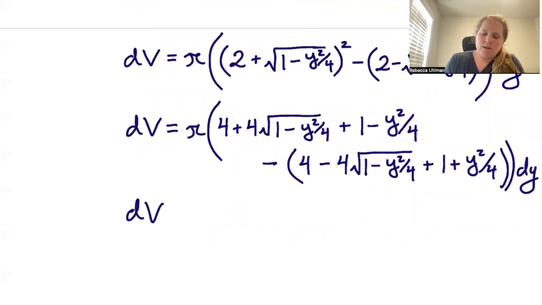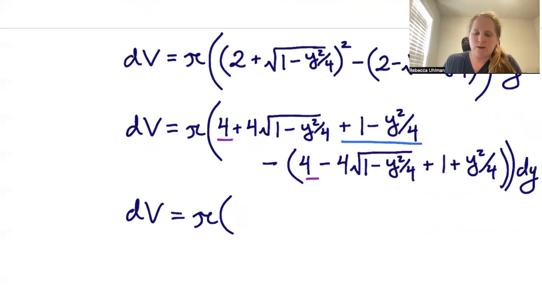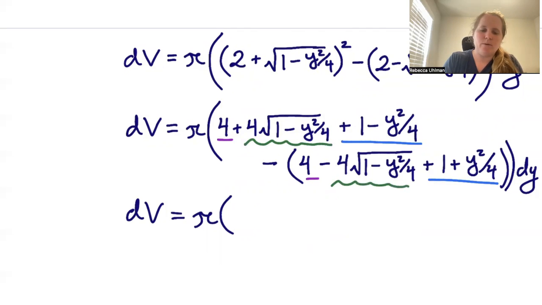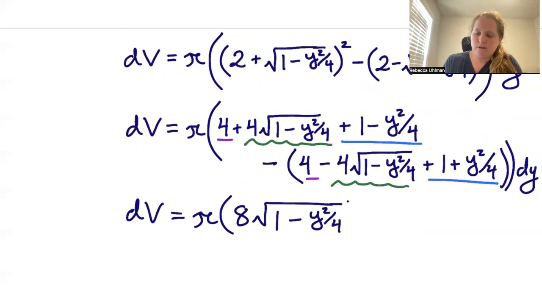Doing this subtraction, we have dV is equal to pi times. We have a 4 minus 4 cancel each other out. We have a plus 1 minus y squared over 4, then a minus 1 plus y squared over 4, so those cancel each other out. And we are left with 4 times the square root plus another 4 times the square root. So we have dV is pi times 8 times the square root of 1 minus y squared over 4 dy.